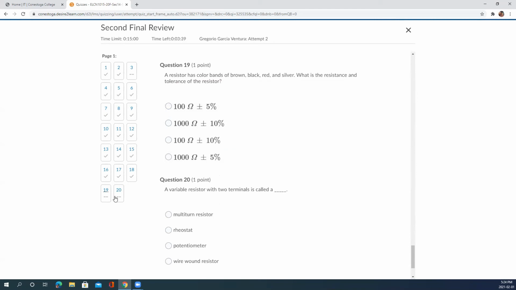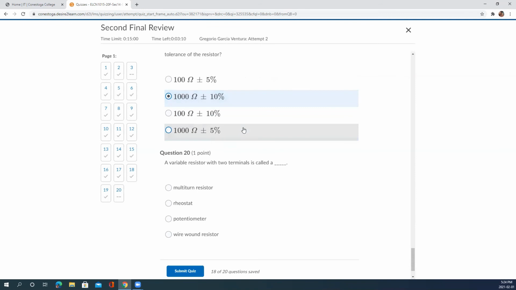We can see that we are missing two right on the left pane. A resistor has color bands brown, which is 1, black, which is 0, and then red. So we know for sure that we have 1, 0, and then red, that means 2, is 2 zeros. So we have 1,000 plus or minus 10%. So let's look for that answer. It's right there. And that would be the right answer, 1,000 plus or minus 10%.